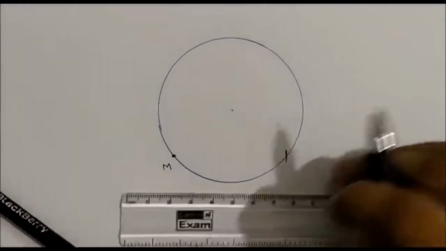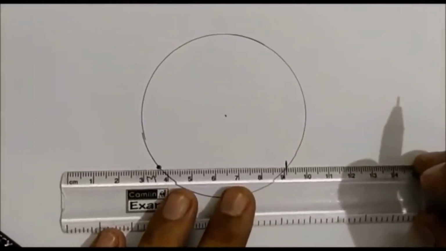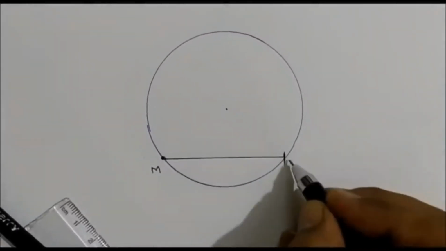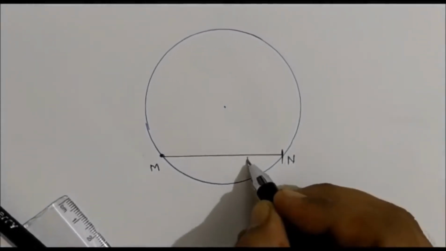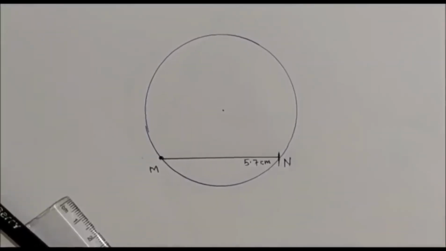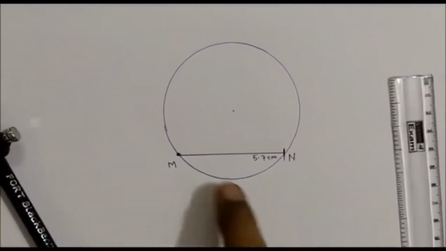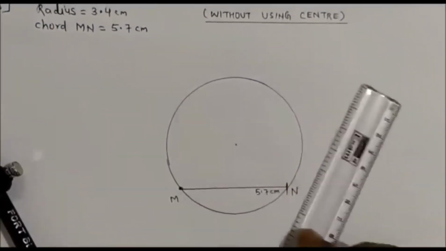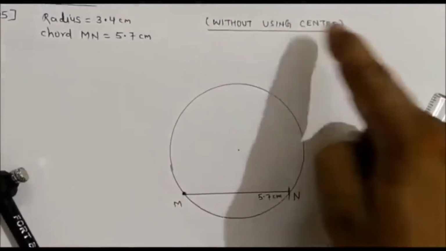Join this. So this is M and this is point N. This distance is 5.7 centimeter. Now we have to draw tangent at M and N, tangent at M and tangent at N, but without using center.